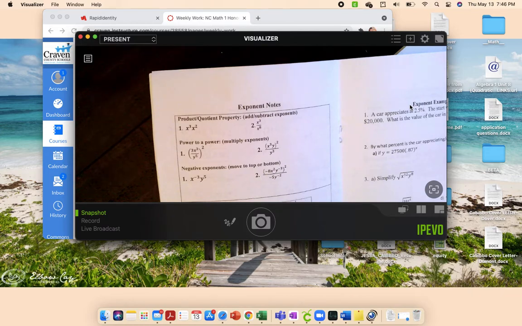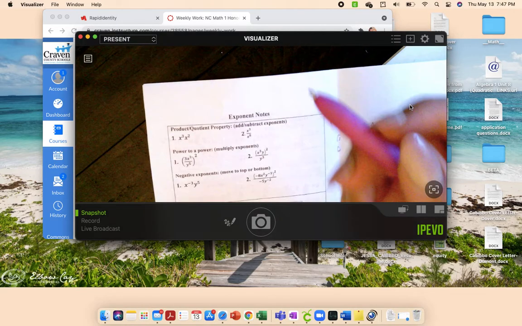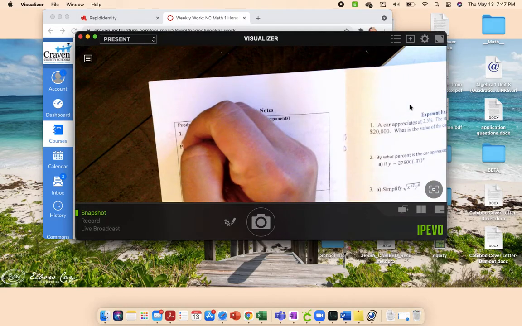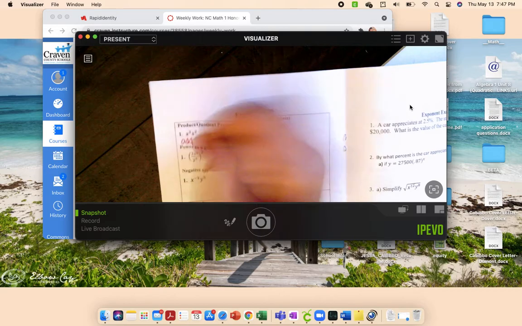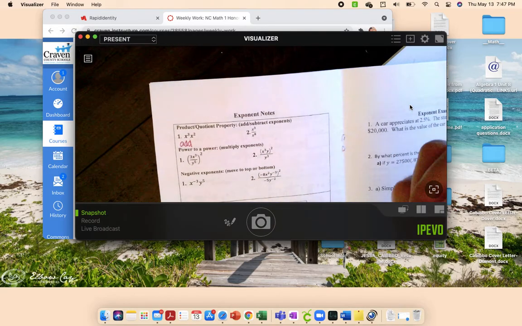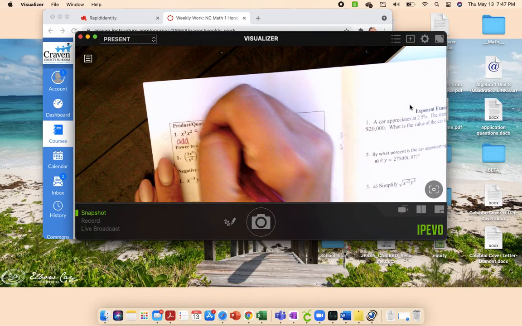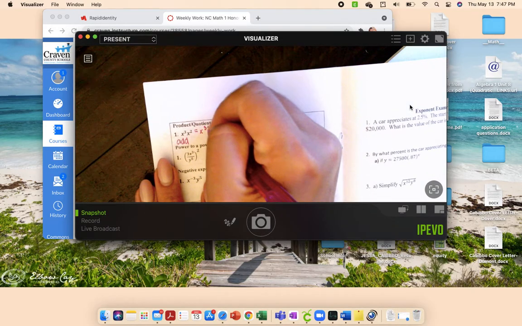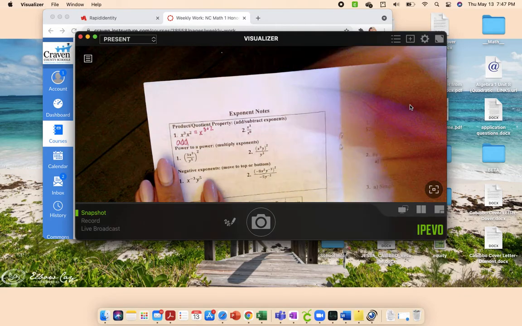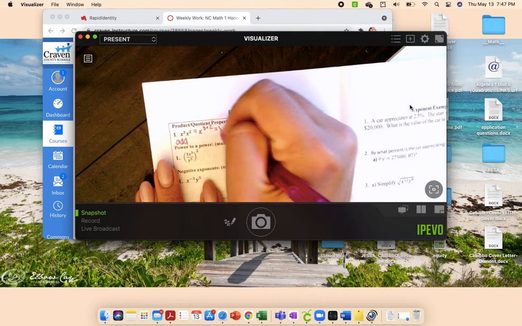And our product and our quotient property is what we're going to begin with. When we have our product, which is multiplication, we need to remember that we are going to add our exponents. So if I have x to the third times x to the second, I am going to do x, 3 plus 2 in order to have x to the 5th.